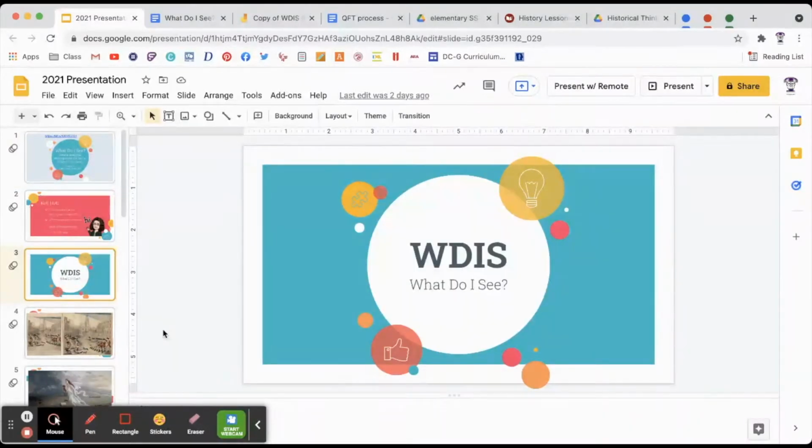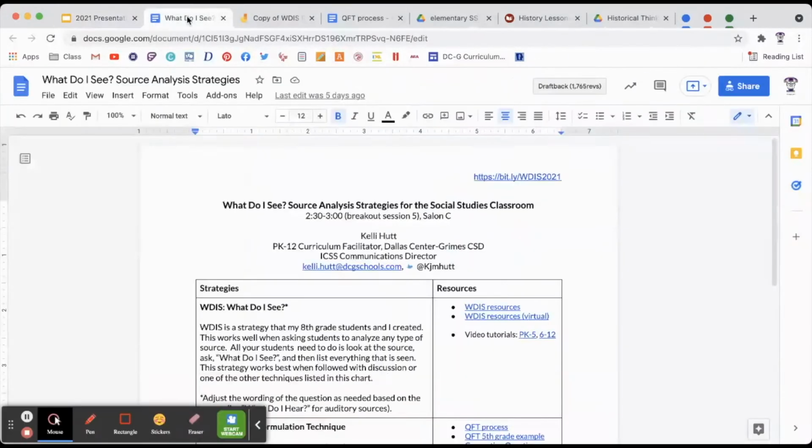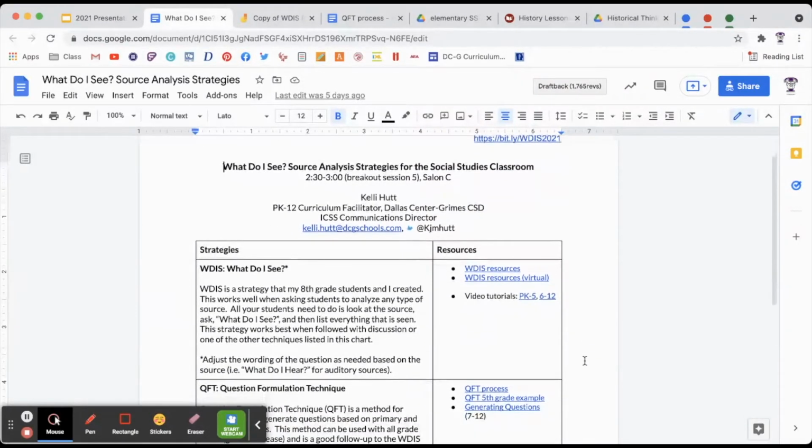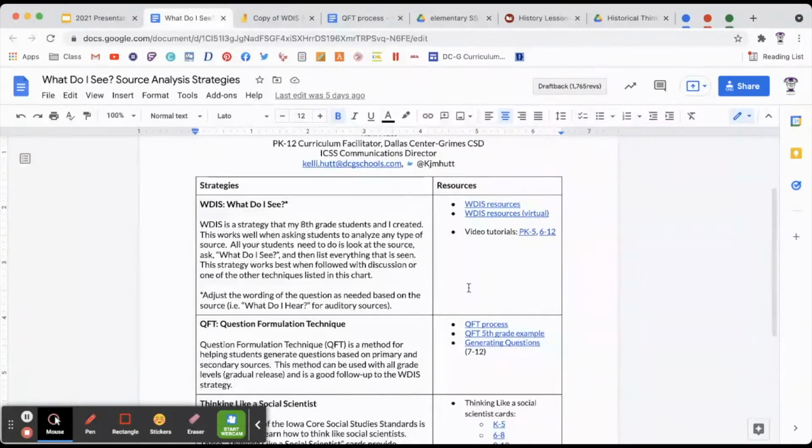So, what do I see, or WDIS, is a strategy that you can use with your students to help them interact with primary and secondary sources in order for them to gain a lot of information from each source. And so right here is the resource that is available to you either on the ICSS website or via the bit.ly address. And while you're looking at this page, over on the left side, you will see the strategies listed, and then to the right will be resources available.